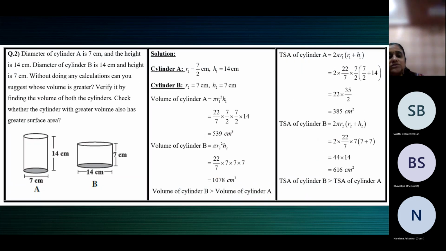Yes, children, you can see the answer here. See, presenting your answer is very important. Please write down and you can ask me if you have any questions. So for cylinder A, radius and height R1, H1. For cylinder B, radius and height R2, H2. Is that fine, children?